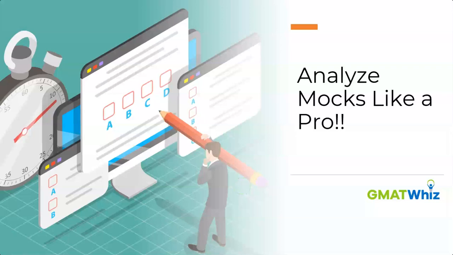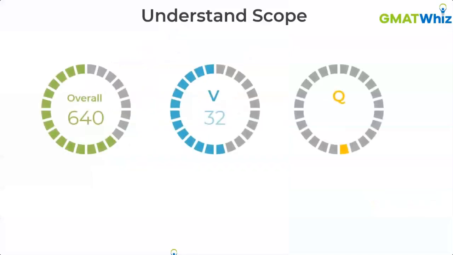Hey everyone, so in this video we are going to talk about how to analyze mocks like a pro. So let's say you have taken a mock. What's the first thing that you see after you complete the mock? Well, you see the total score, the verbal score and the quant score, right? So once you look at these scores, the first thing that you should do is try and understand how close you are to your target score.